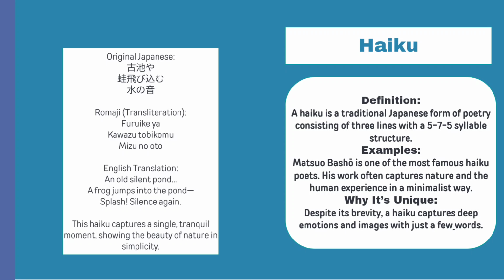Next we are going to learn about haiku. Haiku is a traditional Japanese form of poetry. It consists of three lines with a 5-7-5 syllable structure. A famous example: Matsuo Basho is one of the most famous haiku poets. His work often captures nature and the human experience in a minimalist way.